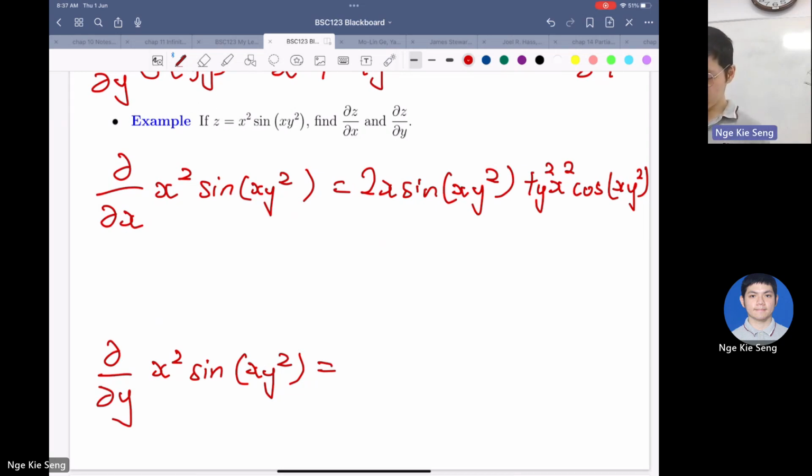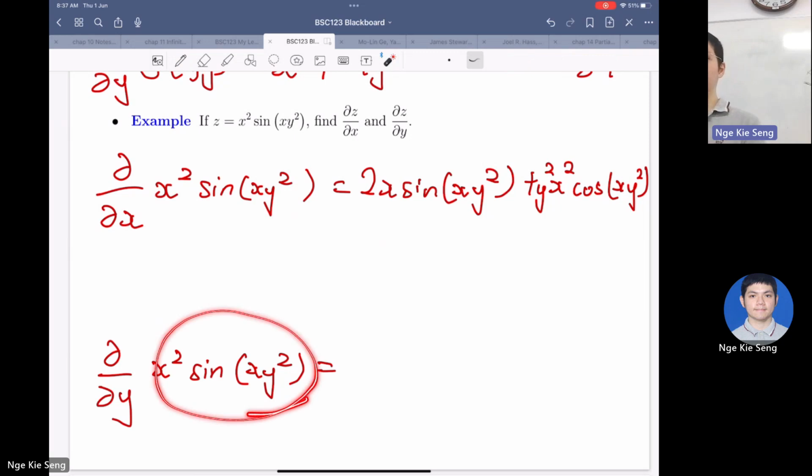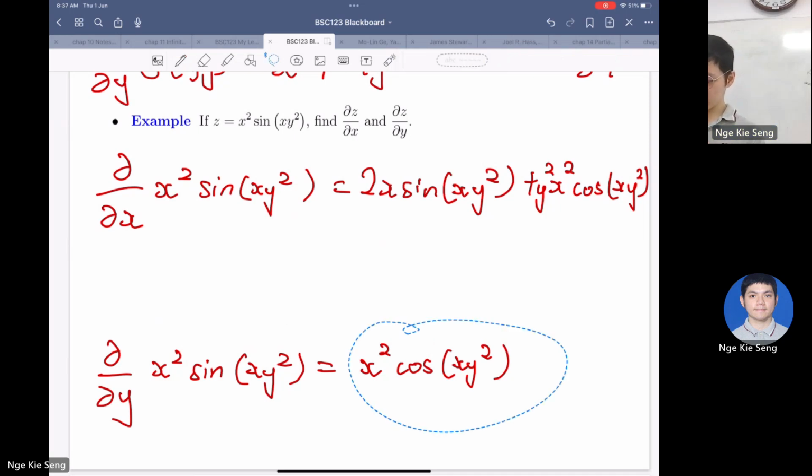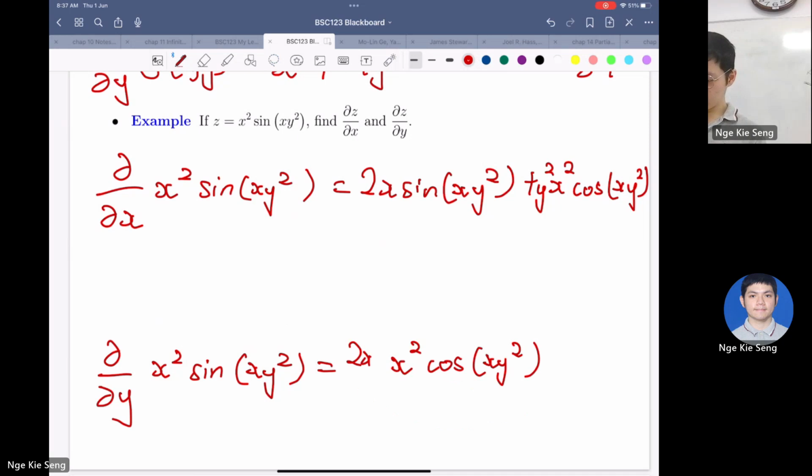How about next? There's only one function having the y variable, so you treat the other things as a constant. So what do you get? You get x squared cos xy squared, and then by chain rule you get 2xy. So altogether you get 2x cubed times y cos xy squared.